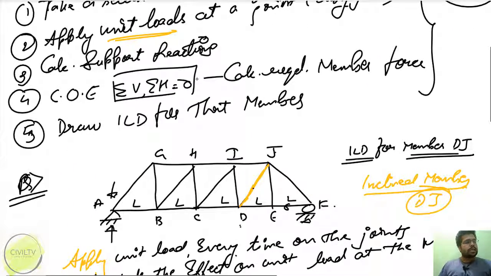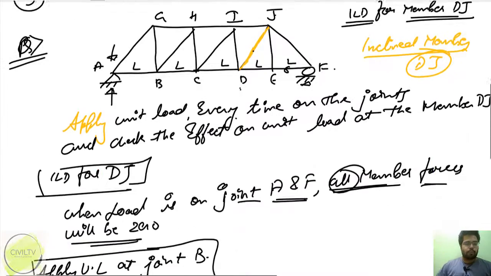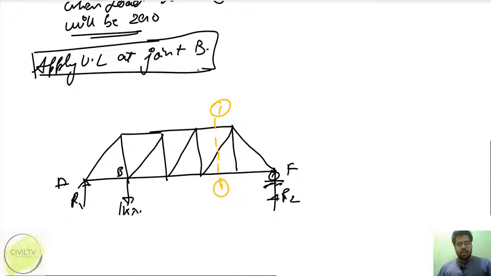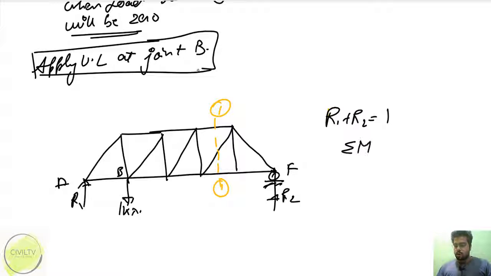उसके बाद मुझे क्या करना है, कैलकुलेट दी सपोर्ट रिएक्शंस. अब मैं सपोर्ट रिएक्शंस निकालता हूँ. सिंपल है, क्या रहेगा, लाइक इट्स वेरी वेरी सिंपल. R1 plus R2 equals to 1 kilonewton है, right? So I can take summation moment about A equals to 0, राइट, या समेशन मोमेंट अबाउट F इक्वल्स टू 0, कुछ फर्क नहीं पड़ेगा, राइट. सो लेट्स टेक अबाउट A इक्वल्स टू 0.